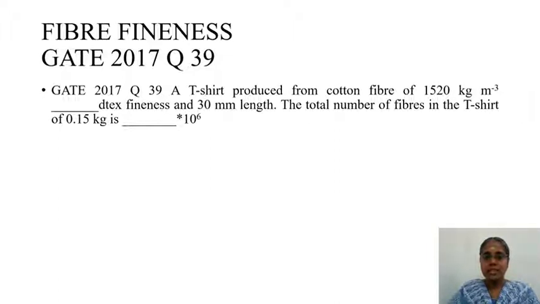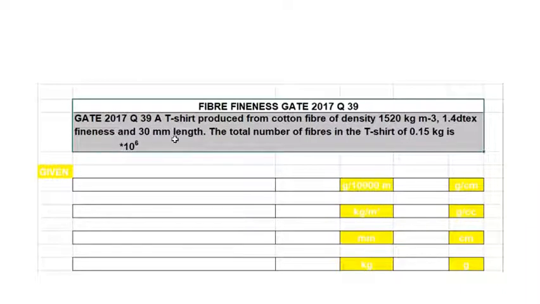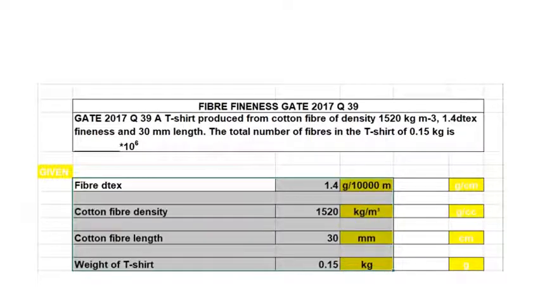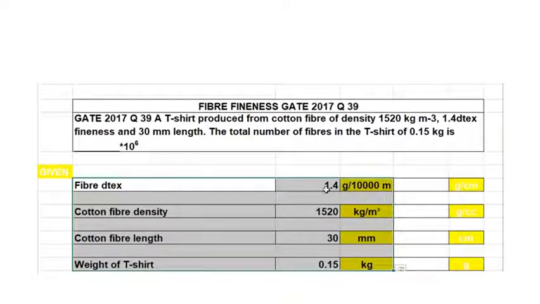GATE 2017 question 39. The number of fibers in a t-shirt is to be found out. Let us see the given data. So this is the question. The given data is entered here with the units that have been given. So the fiber decitex is given as 1.4 decitex.